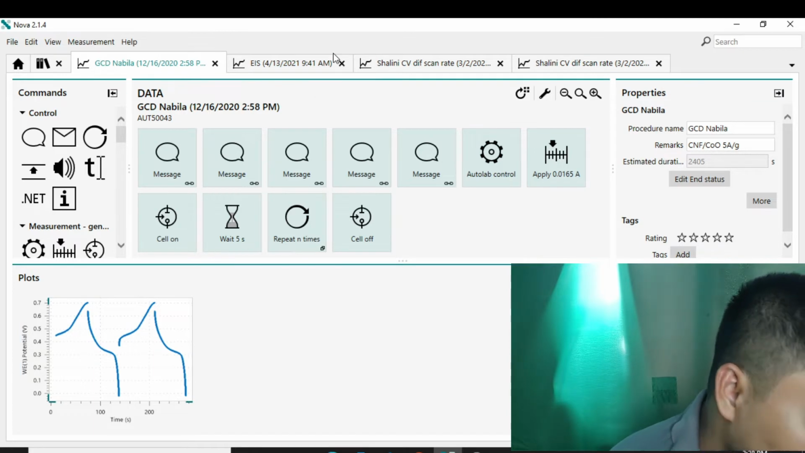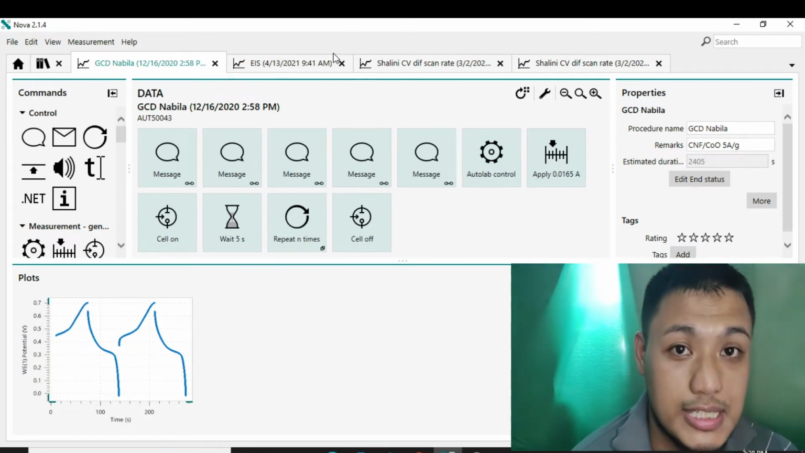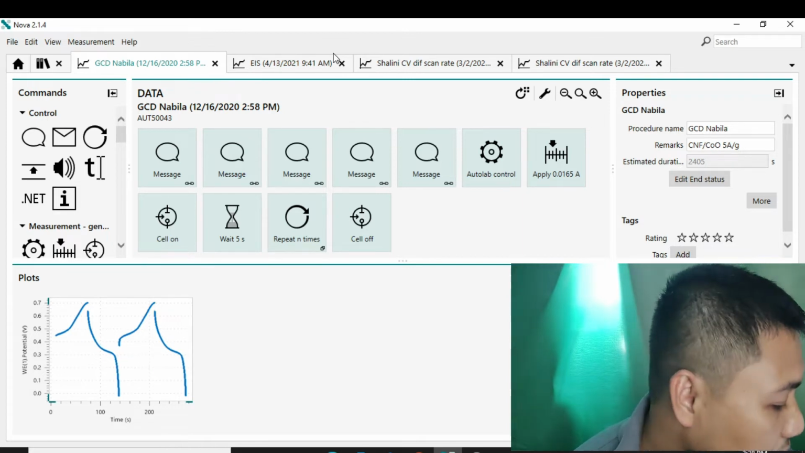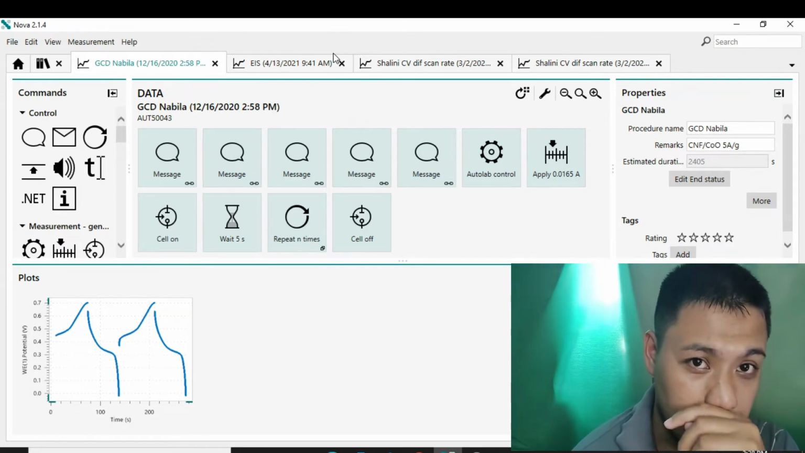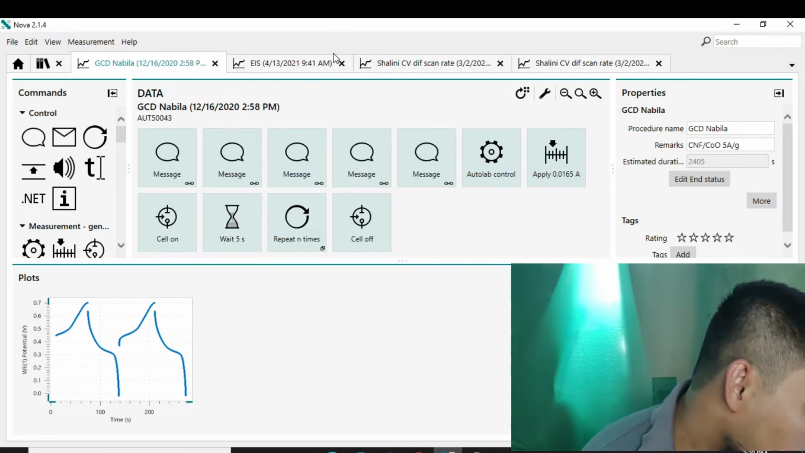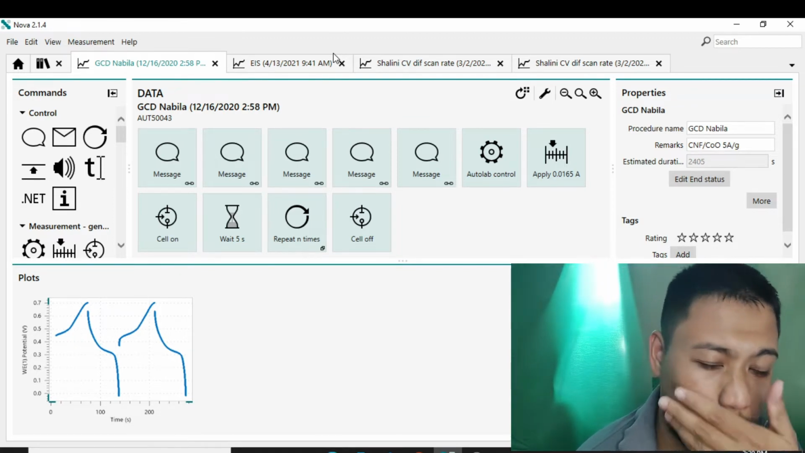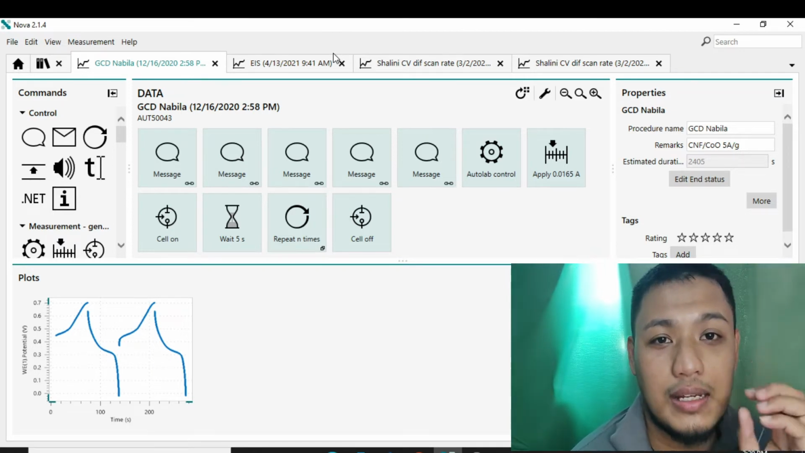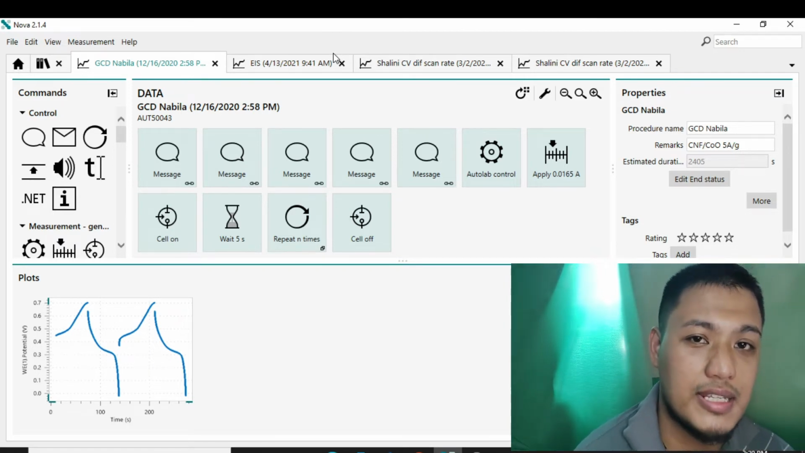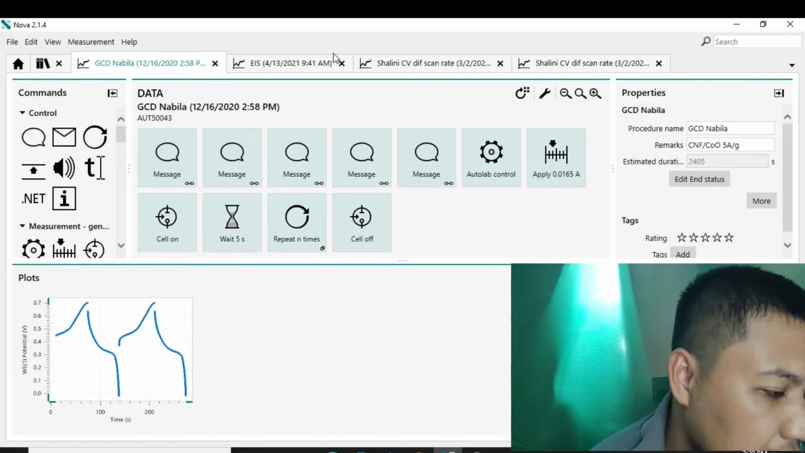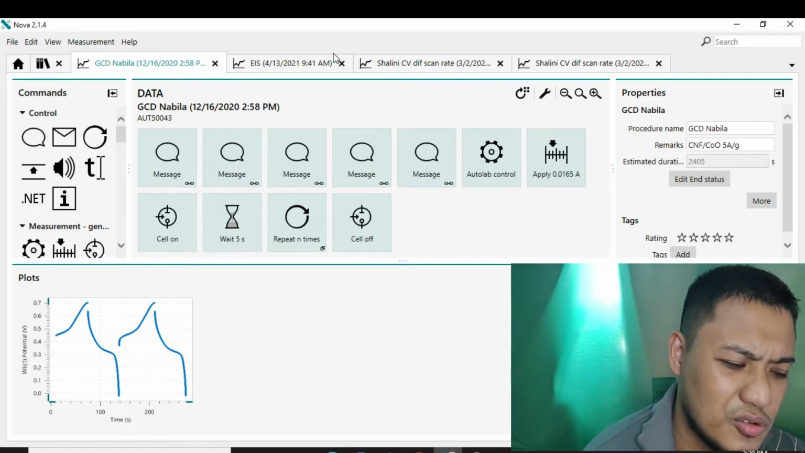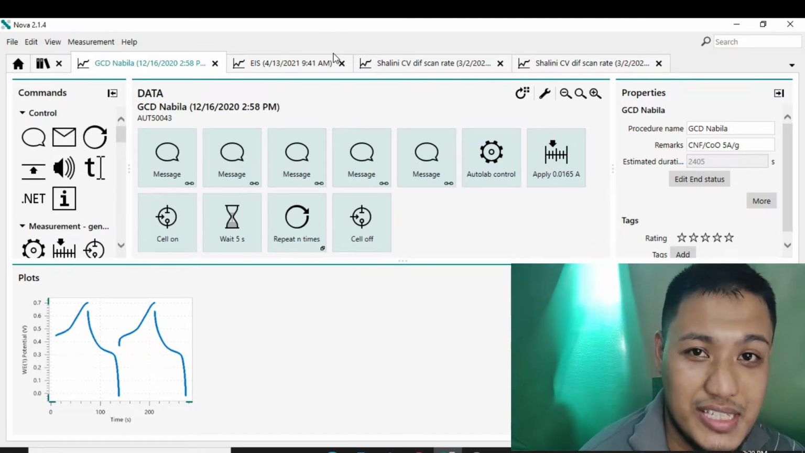Next, for the GCD, you need to run at different current densities, for example 1 ampere per gram, 2 ampere per gram, 3 ampere per gram, and 5 ampere per gram. At least 5 different current densities for the GCD. After you finish, you have successfully obtained the GCD.